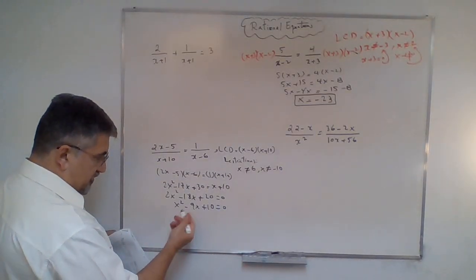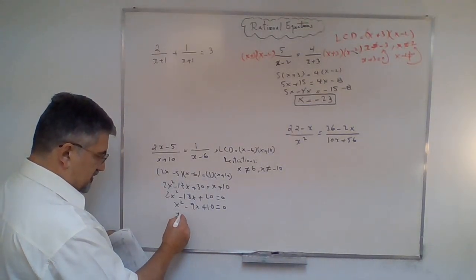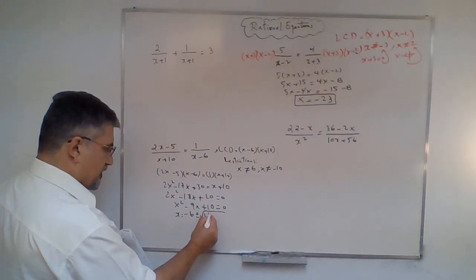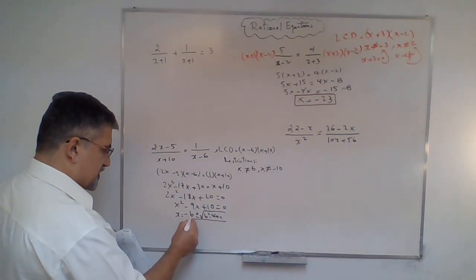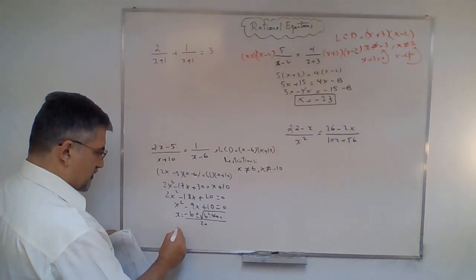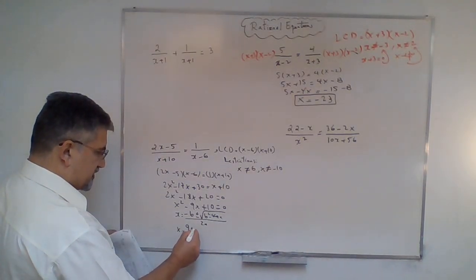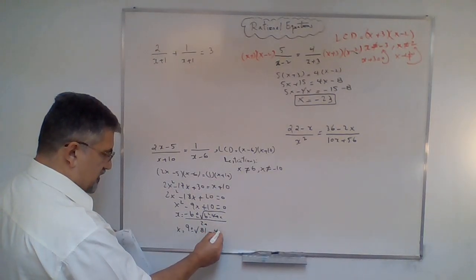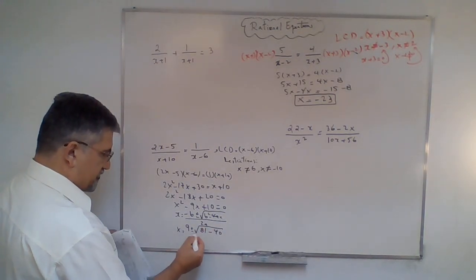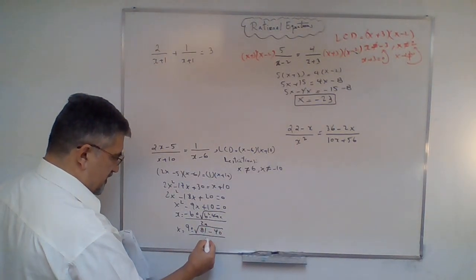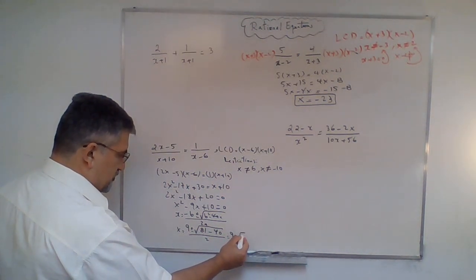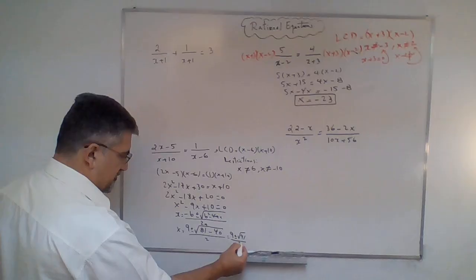Factoring is faster if it works, of course. If it doesn't, then it doesn't. So we have the quadratic formula, negative b plus minus square root of b squared minus 4ac divided by 2a. So we have 9 plus minus square root of 81. That's b squared minus 4ac would be 40. 4 times 10 is 40, divided by 2. So we get 9 plus minus square root of 41 divided by 2.